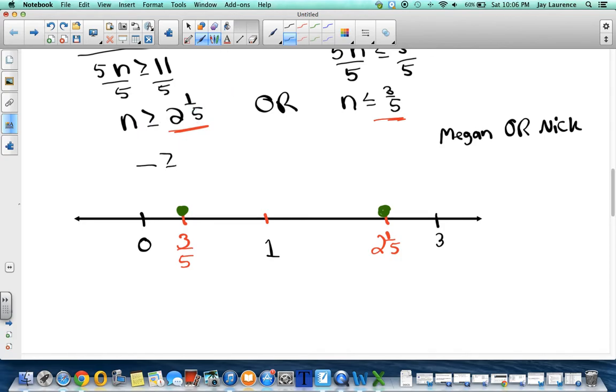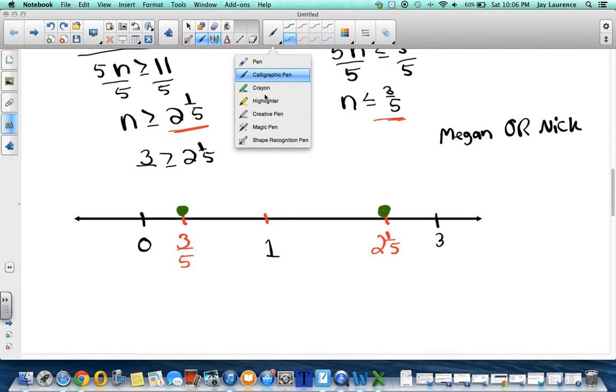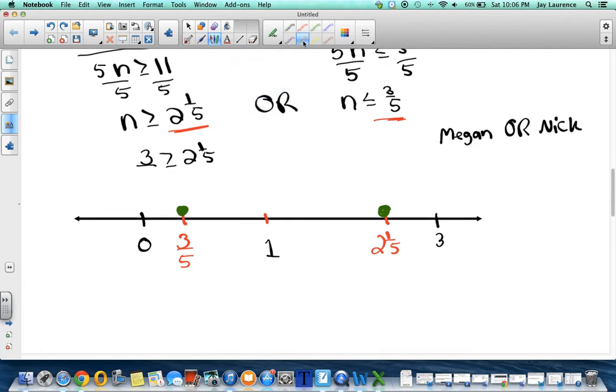Well, blank is greater than or equal to 2 1/5. I said 2/5, sorry, 2 1/5. Well, 3 is, so I'm going to shade towards the 3. Well, I'll use my crayons. So I'm going to shade this way. See that? Oh, there we go.